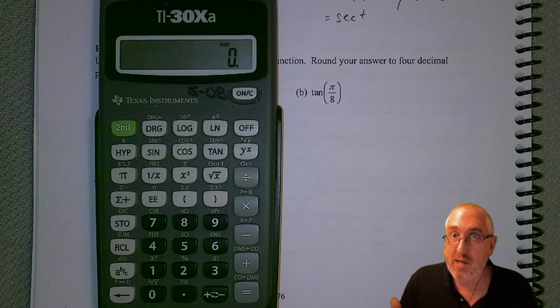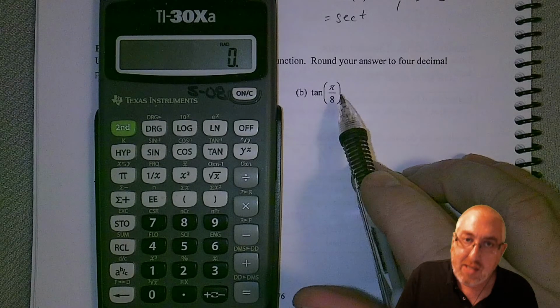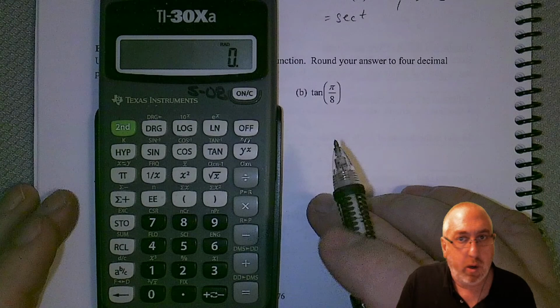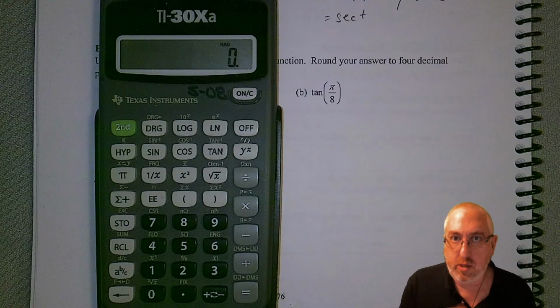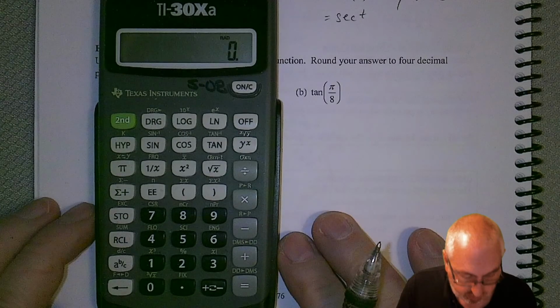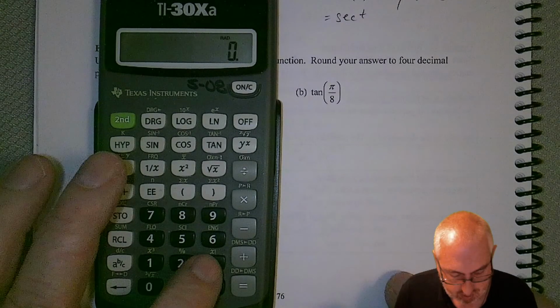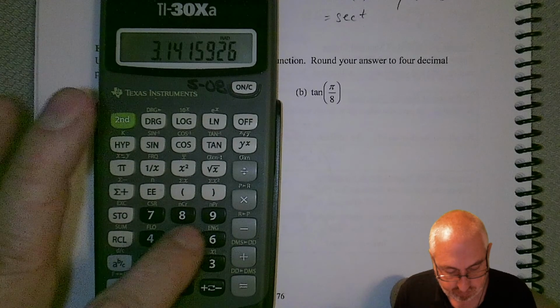Now, can you use 3.14 for pi? Possibly, but if you're not sure, read the directions. The directions will say what to use. Use an approximation or use the button on your calculator if you have a button. If you don't, then you're going to have to memorize what pi is equal to a fair number of places. So 3.141592653 should be plenty of places.